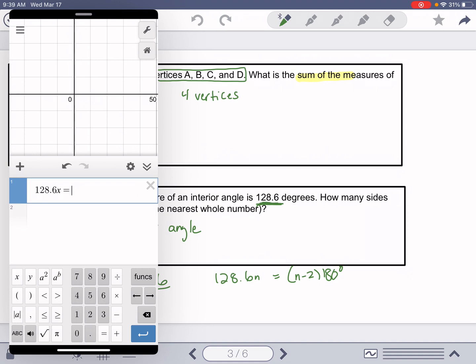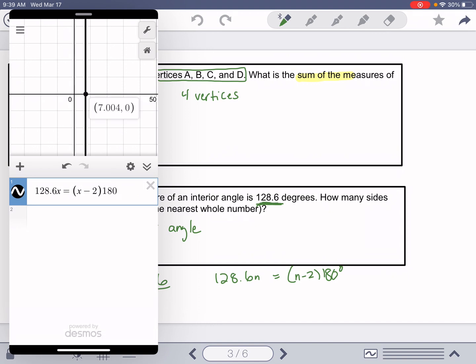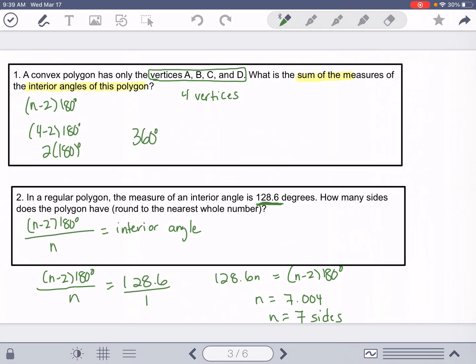128.6x equals (x minus 2) times 180. So n equals 7.004. So that would round to 7 sides. Okay? So that's one way to do the problem.